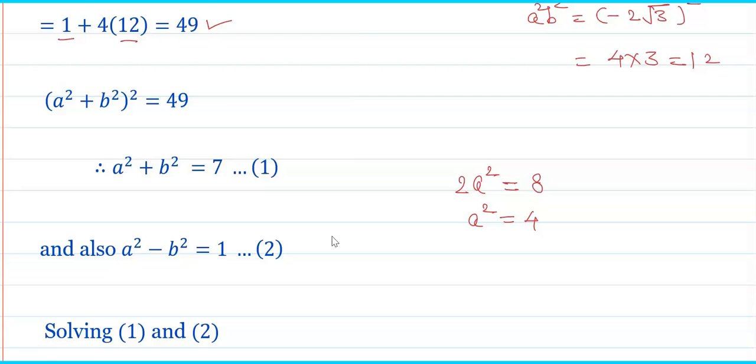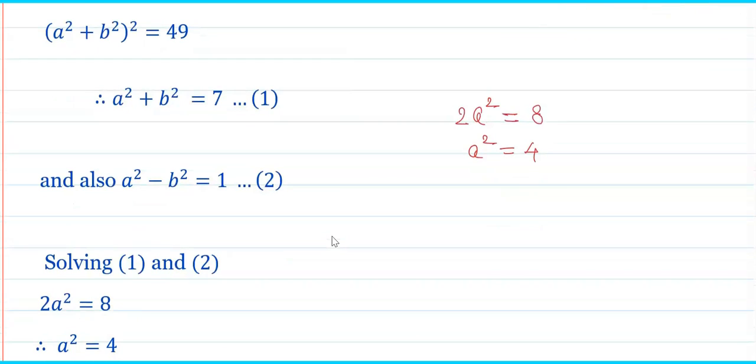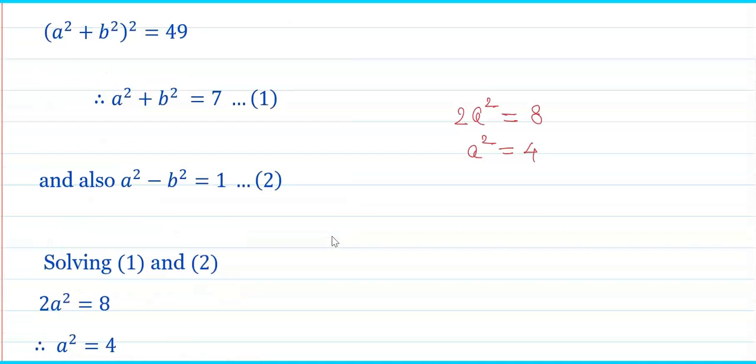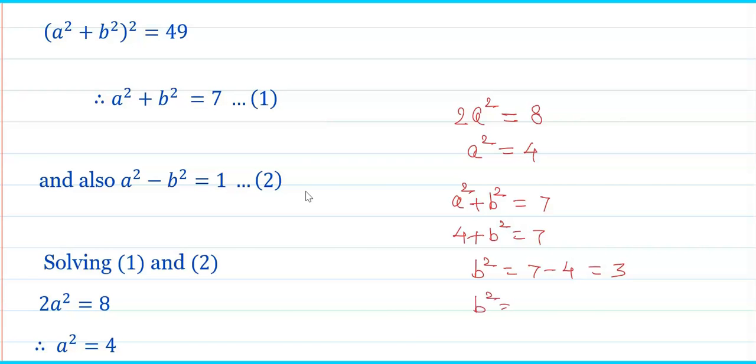Okay, a square. Now what is the value of b square? b square is equal to 3. Using this equation, a square plus b square is equal to 7. The value of a square is 4, so 4 plus b square is equal to 7. Therefore b square is equal to 7 minus 4, which is 3. This is the value of b square.